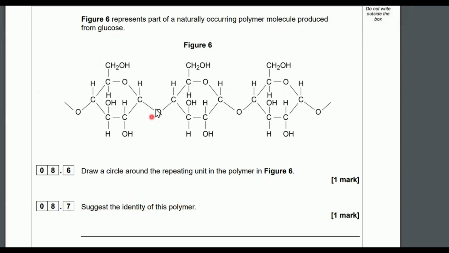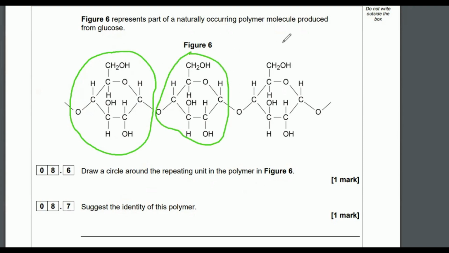Figure 6 represents part of a naturally occurring polymer molecule produced from glucose. Draw a circle around the repeating unit in the polymer. So can you see that the same molecule is repeated 3 times here? Hopefully you can visualize that. And then look, I'll circle all 3, but you only need to circle 1 to get the mark.